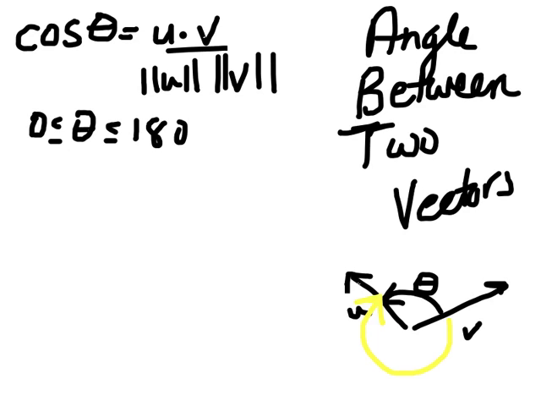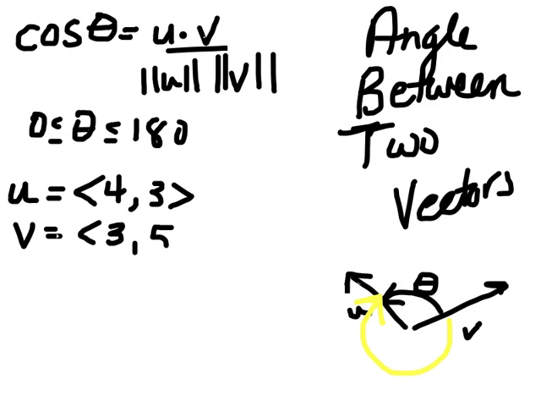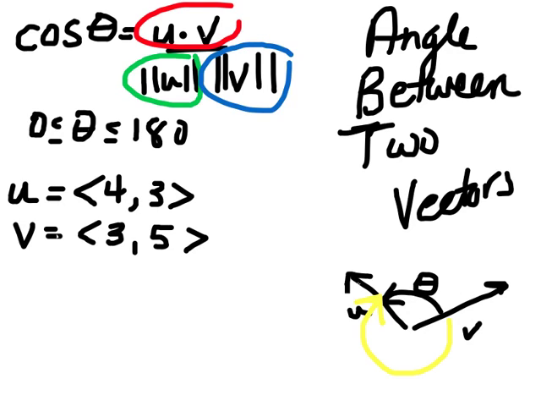All right. So if I've got vector u and it is 4, 3, and I've got vector v, and it is 3, 5. First of all, I need to know their magnitude, because I see there's parts I need here, right? I need the magnitude of each one. Here's the magnitude of u. Here's the magnitude of v. I'm going to have to find that. And in order to use this formula, I'm also going to have to find the dot product of the two.